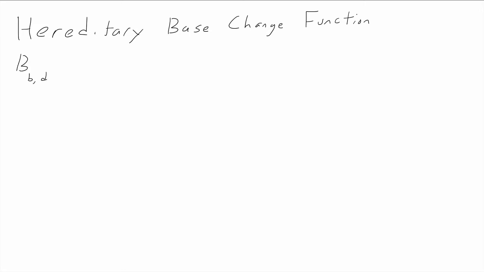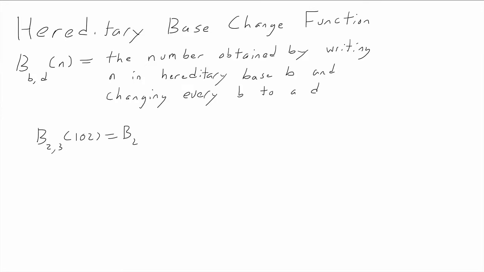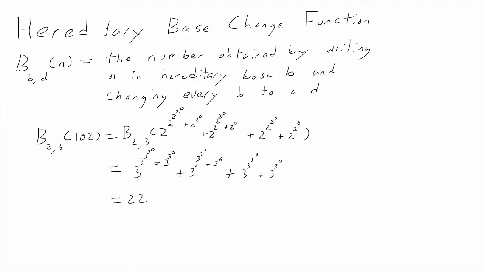This gives us the base change function. The base change from b to d of n, we write it with this capital B. The bases, b and d, are the subscripts, and n is the input. This is the number we get by writing n in hereditary base b notation, and then changing all of the b's into d's. For example, B23 of 102 is that 15-digit number we just saw.